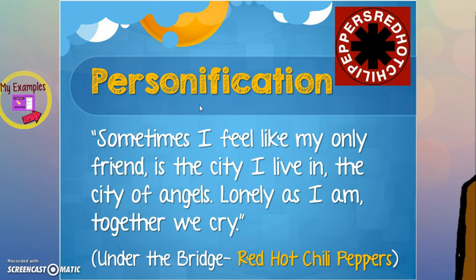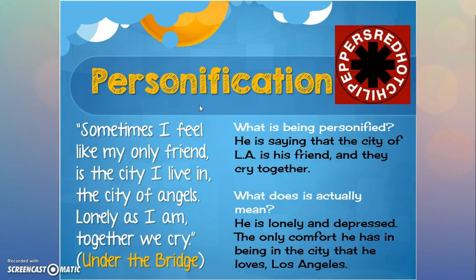So you can easily figure out that what's being personified is probably the city. But I need you to also understand what it means. So in those lyrics, Under the Bridge by Red Hot Chili Peppers, he's saying that the city, which is LA, is his friend and that they cry together. That's what's being personified. But what it really means is that he's lonely and depressed. And being in LA is really the only thing that gives him comfort.